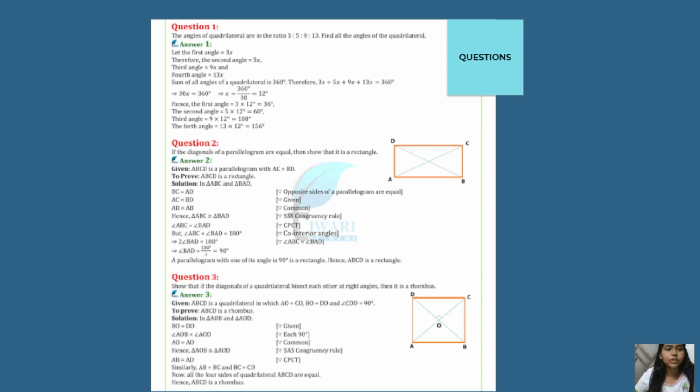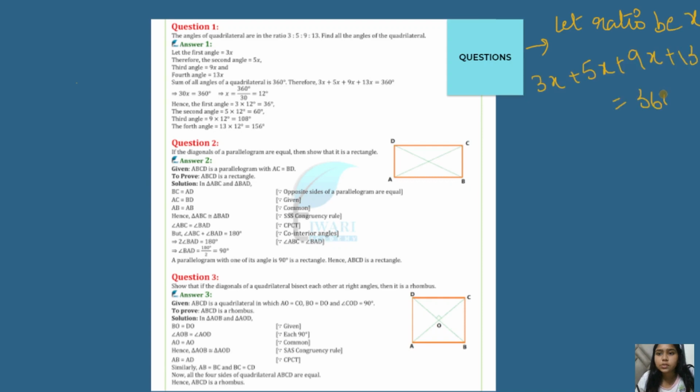Let's move forward to the other questions. First of all, question number 1: the angles of a quadrilateral are in this ratio, find the angles of the quadrilateral. This is very easy. By the angle sum property you can just let the ratio be x. By the angle sum property, the sum of all the angles of a quadrilateral is equal to 360 degrees.